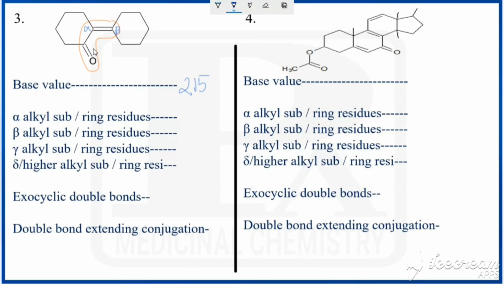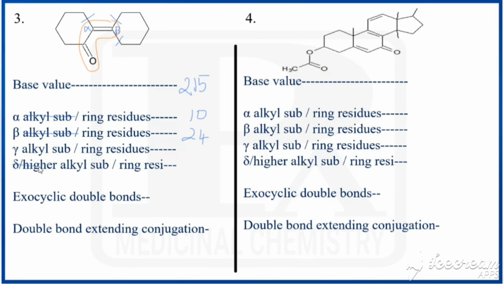215. Now it is not having any alkyl substituents. It is having only ring residues. So this is one ring residue. This is one. This is one. So for alpha it is having one ring residue. For beta it is having 2 ring residues. For one alpha ring residue, we have to add 10 nanometers. And for 2 beta ring residues, for 1 beta ring residue we have to add 12. For 2, that's why we have to add 24.